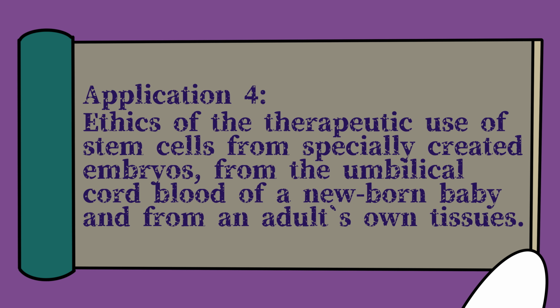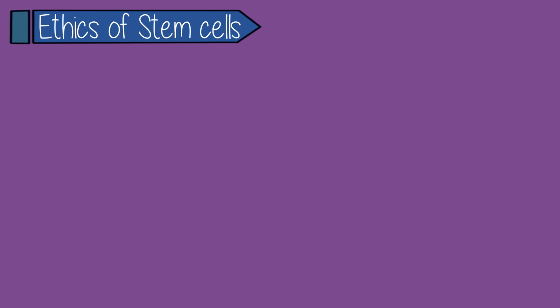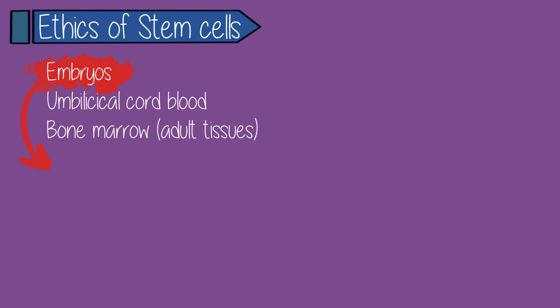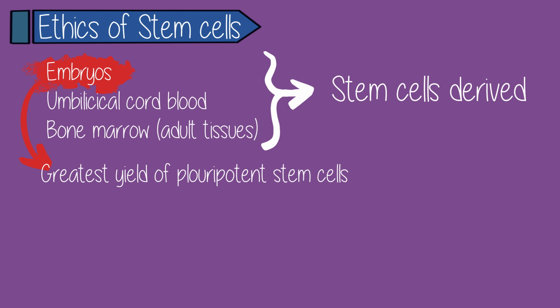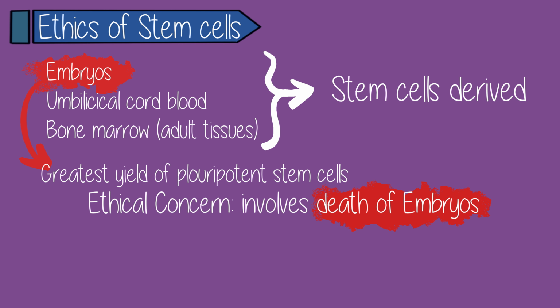Application 4. Ethics of the therapeutic use of stem cells from specially created embryos, from the umbilical cord blood of a newborn baby, and from an adult's own tissues. Stem cells can be derived from embryos, umbilical cord blood of a newborn baby, or adult tissues such as bone marrow. Although there are 3 sources, the greatest yield of pluripotent stem cells come from the embryo. However, an ethical concern arises since it usually involves the death of embryos when stem cells are taken.